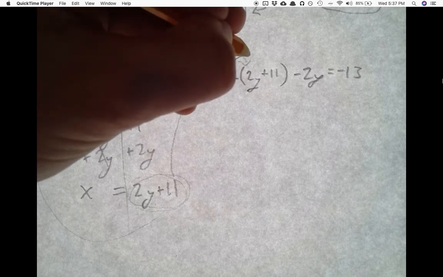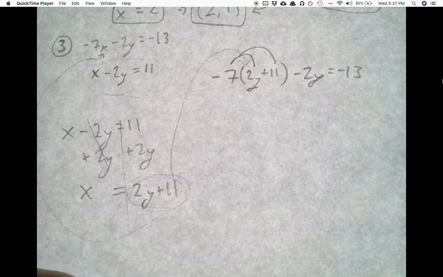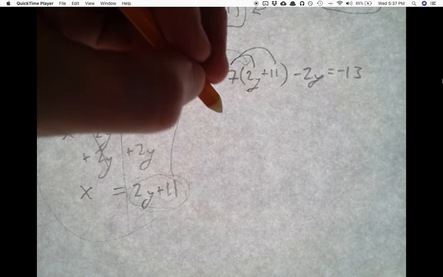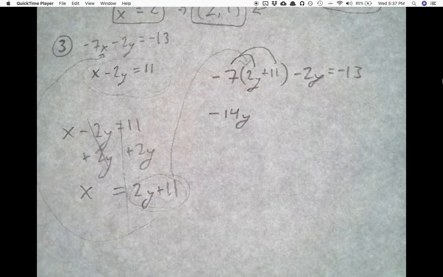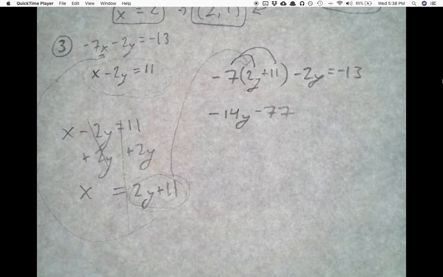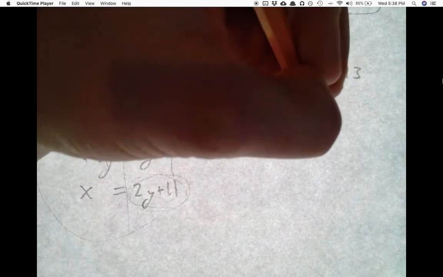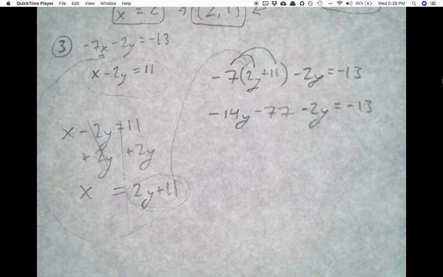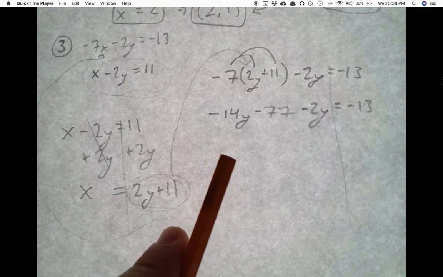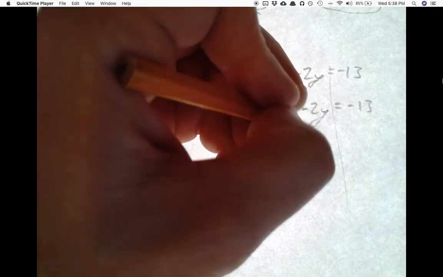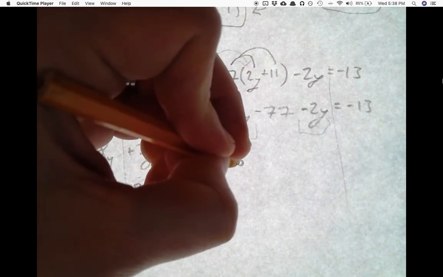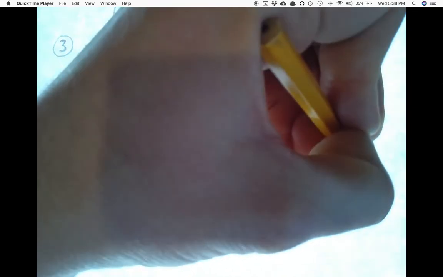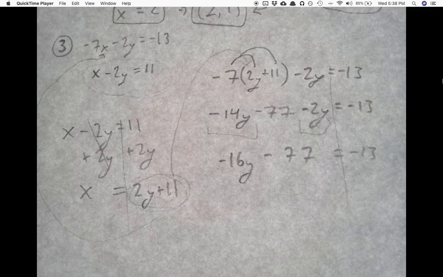So start by distributing this negative 7 in. Negative 7 times 2y is going to be negative 14y. Negative 7 times 11 is going to be negative 77. Bring down the minus 2y, bring down the equals negative 13, and we're off to the races, right? These are my like terms here. Negative 14y is friends with this negative 2y. Those are my like terms, so I'll combine them. It'll become negative 16y. Bring down that negative 77. Bring down the negative 13 on the other side of the equal sign.